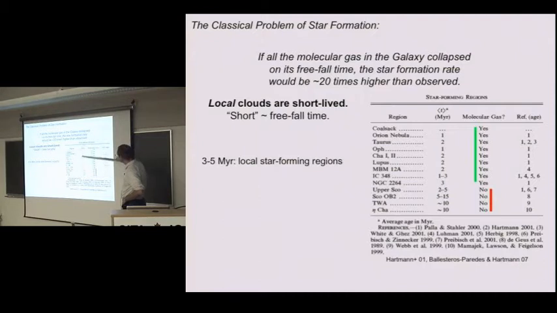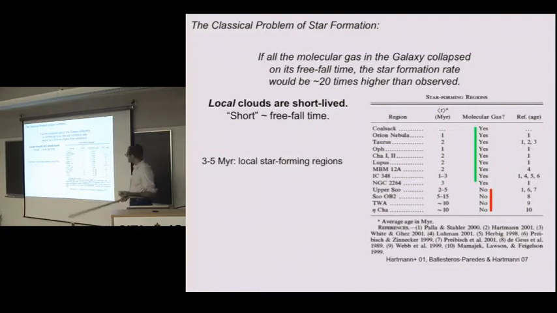It's sorted according to age. Anything between 1 and 2 megayears old has molecular gas. Anything older, 5 to 10, let's say, does not. Again, this is for clouds where we actually can do this exercise, that means for local clouds. So there's no way, if you look at that table, that clouds can live 30 million years. Cloud lifetime is somewhere in the range of 5 to 10 megayears, depending on which number you want to choose.